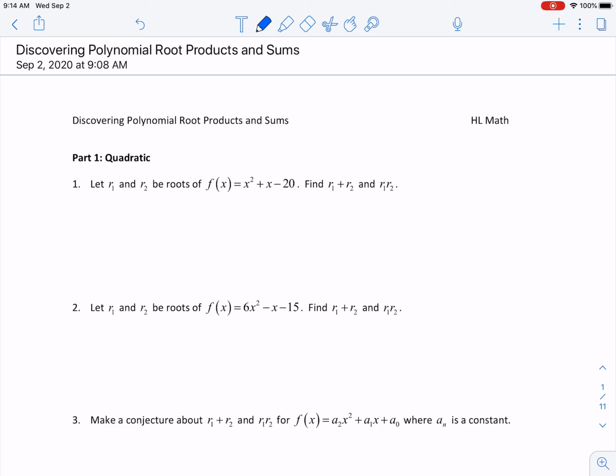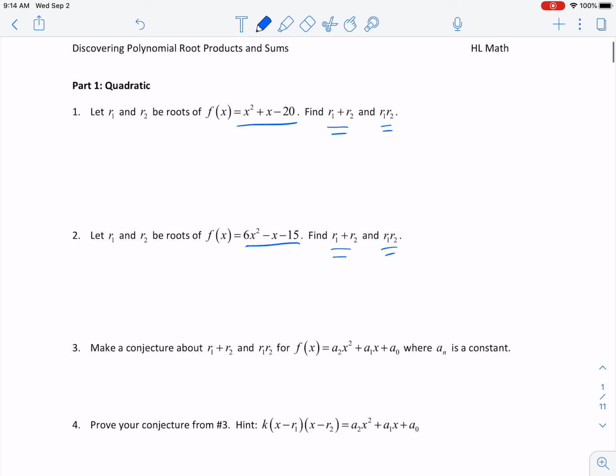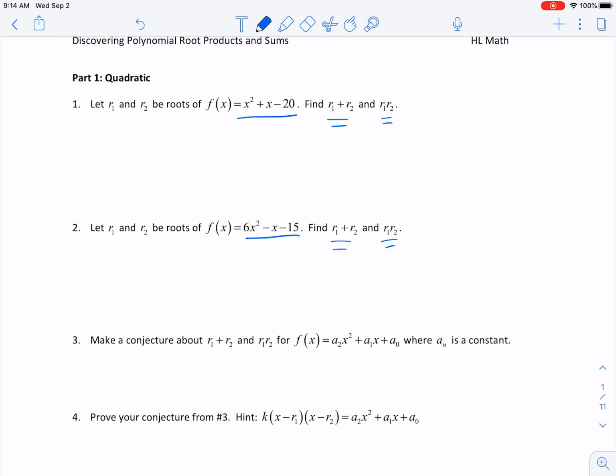So the first thing we're looking at: I've given you two quadratic equations, number 1 and number 2, and I want you to find the roots. On both of those, I think they factor rather nicely. Find the roots, and then add the roots together and multiply the roots together. Same idea for the other one. This is a quick little refresher on quadratics, and then there's some sort of pattern that's going on when you add the roots and multiply the roots.